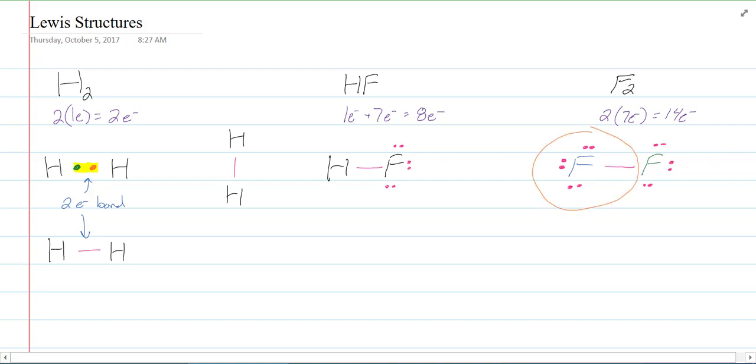The blue fluorine has 2, 4, 6, 8. And the green fluorine has 2, 4, 6, 8. Shared electrons, which is the bond. Then we have lone pair, which is non-bonding.